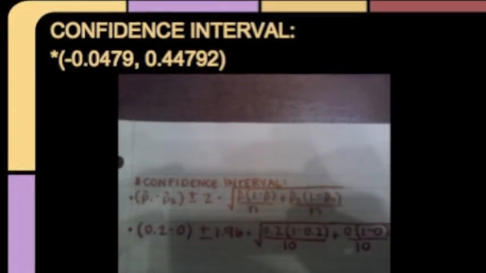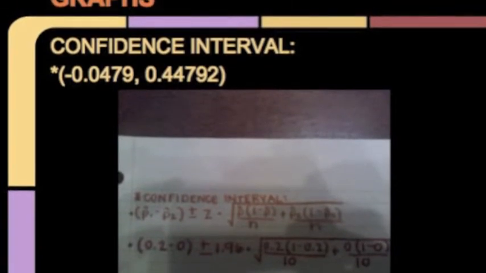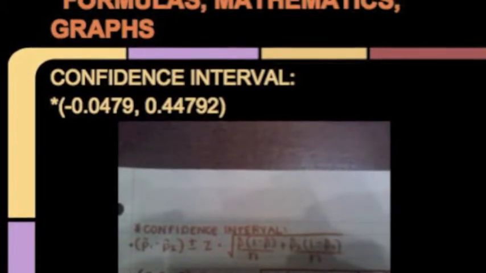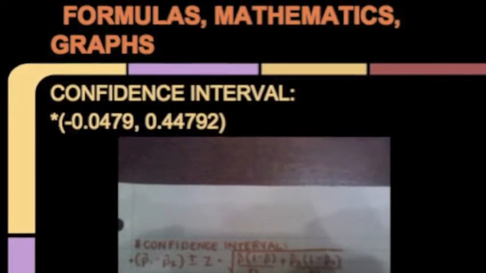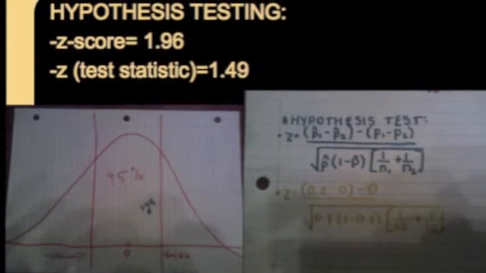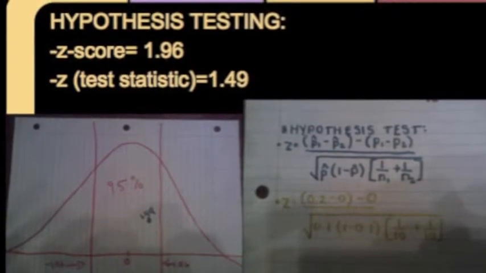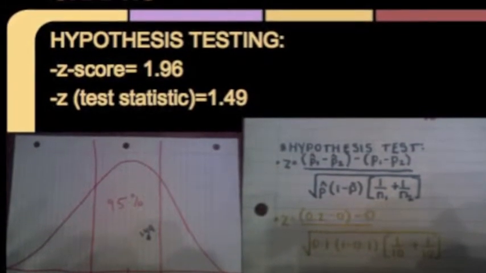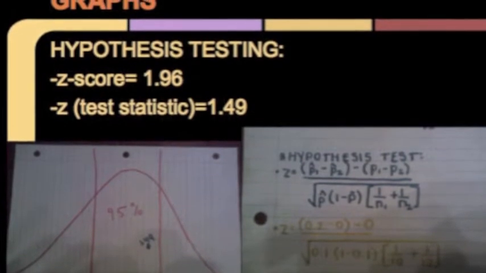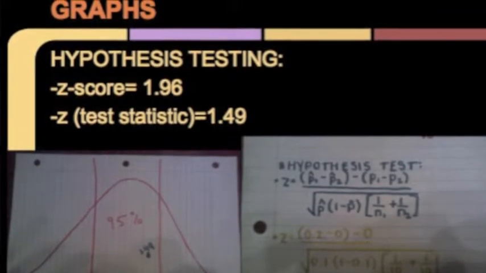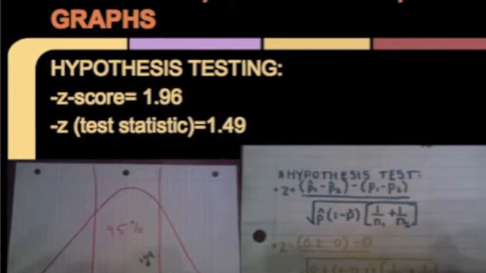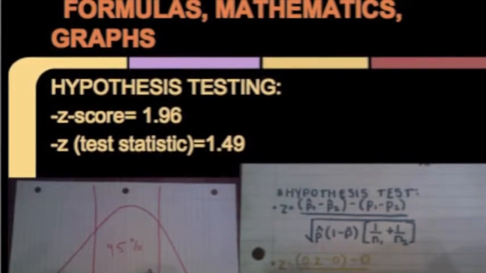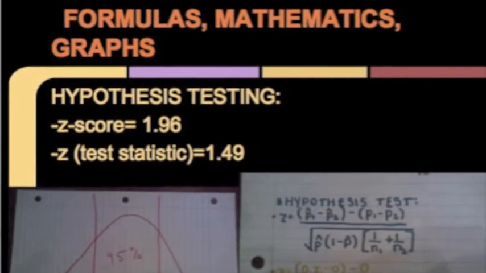After plugging our numbers into the equations that you can see below, you can see that our confidence interval is -0.0479 to 0.44792. When doing the formulas and mathematics for a hypothesis test, you first need to find the z-score. Our z-score was 1.96. Using this, you'll plug all your numbers into the equation that you see below, and you will get a test statistic of 1.49.